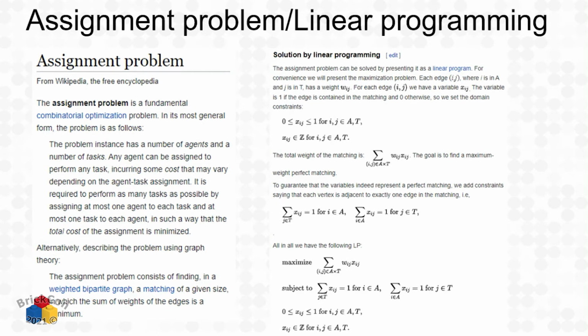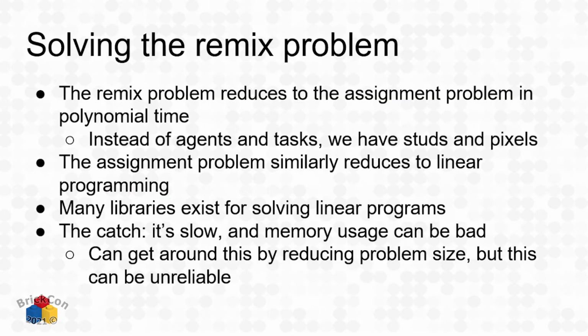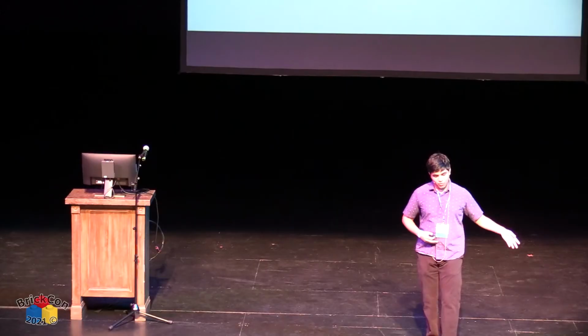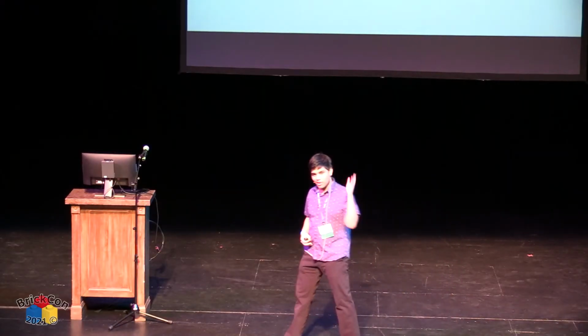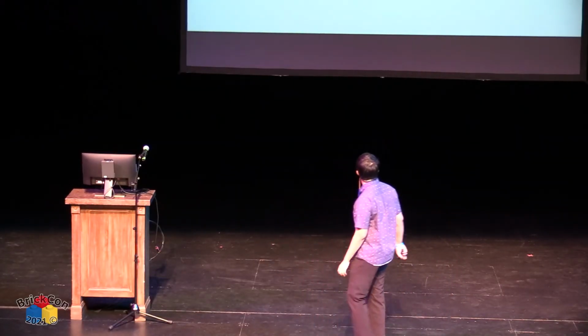If you're in business or economics, you would probably know it. Has anybody heard of the linear programming problem? Yeah, I see some people. This is usually used to optimize things like trade routes. But it can also be used to solve the assignment problem. Why do we care? Because the remix problem also reduces to the assignment problem, right? So if we have a solution to linear programming, we can use it to solve the assignment problem, and we can use it to solve the remix problem.